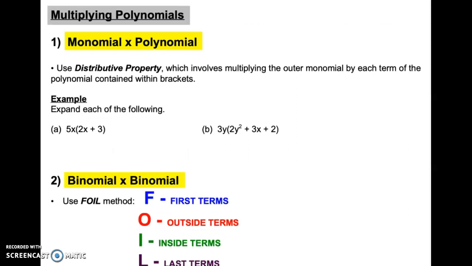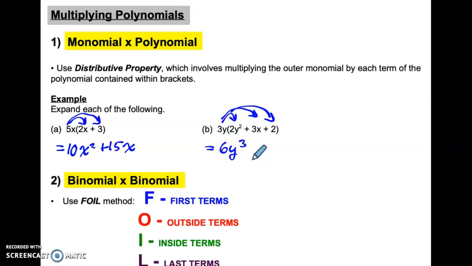Next, we have to remember about multiplying polynomials. Okay, so if it's a monomial times a polynomial, then you're just using that distributive property, and you're just multiplying the monomial times each term inside the bracket. So 5x times 2x would be 10x squared, and 5x times 3 would be 15x. Okay, same idea here. We're just multiplying that monomial to each of the three terms. So 3y times 2y squared is 6y cubed. 3y times 3x is 9xy. And 3y times 2 would be 6y.